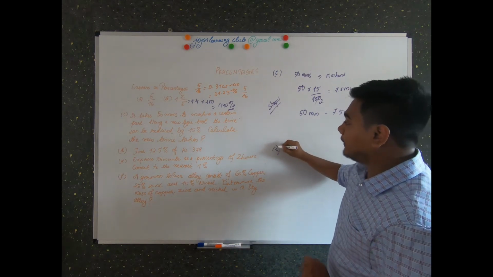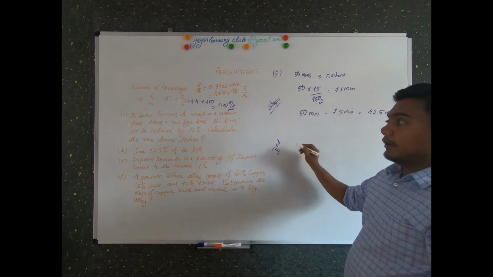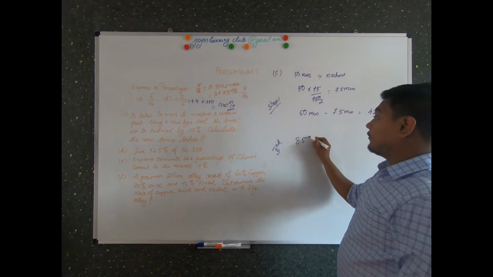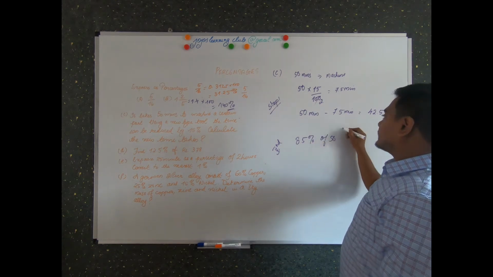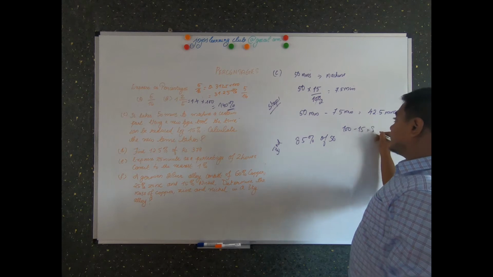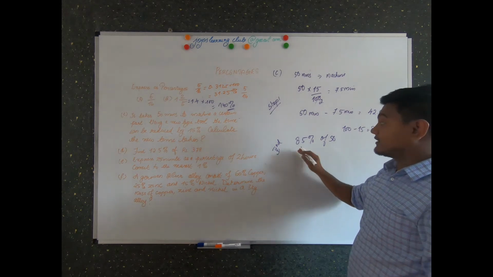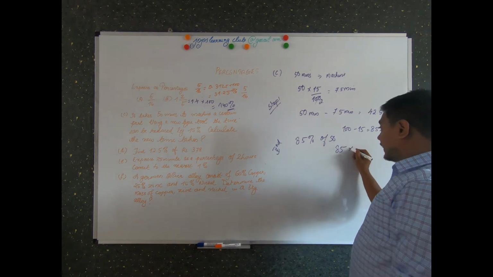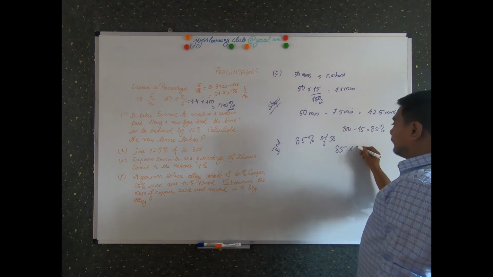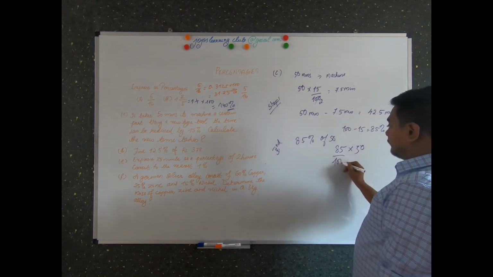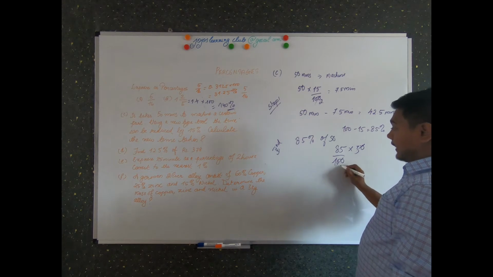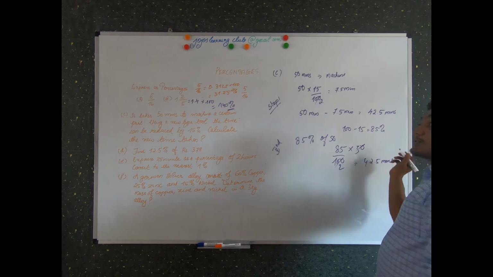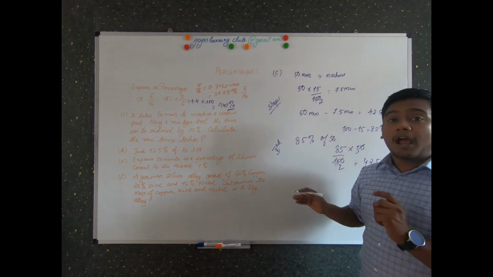And the second method: in the new method, you need only 85% of 50 minutes, right? That is 100 minus 15, which is 85%. So 15% is reduced, so you need for the new time only 85%. So 85 by 100 times 50, which is 85 by 2, which is 42.5 minutes. So you can use any method to solve this problem. I hope it is clear.